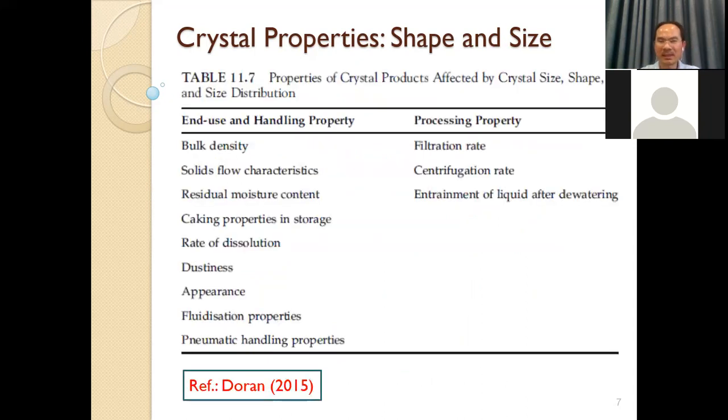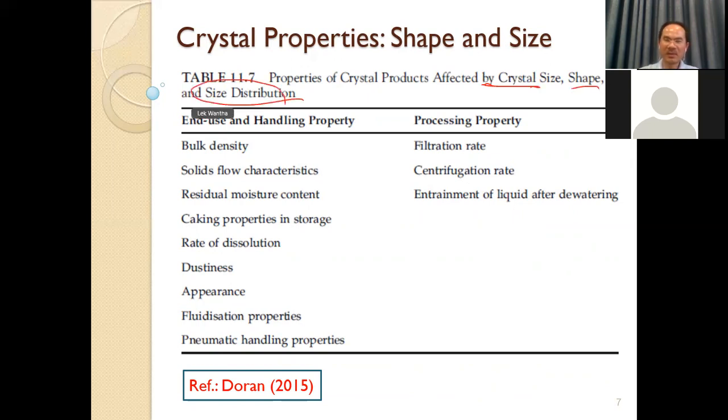Another property that affects the crystal size is maybe density, the solid flow characteristic, the moisture content, the caking, the dissolution rate, and also the filtration rate and centrifugation. These properties also affect the size of the crystal and the size distribution, which I will talk about later.